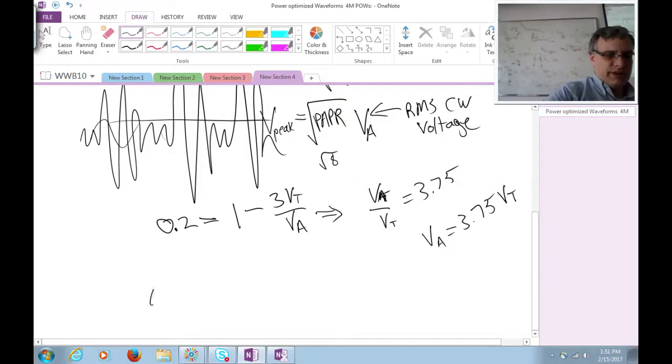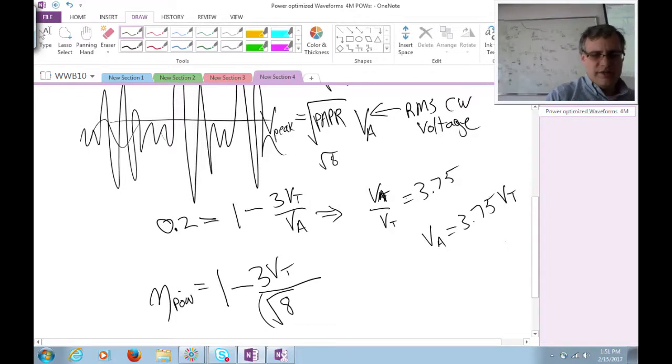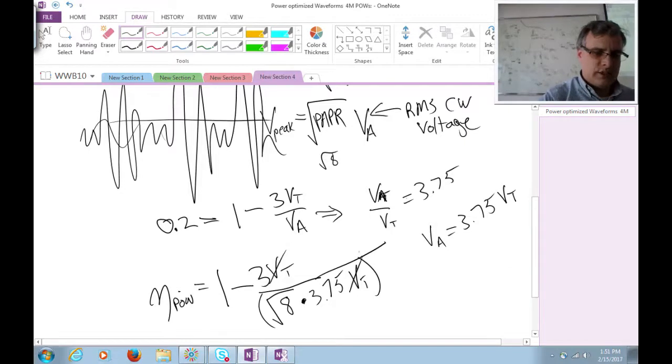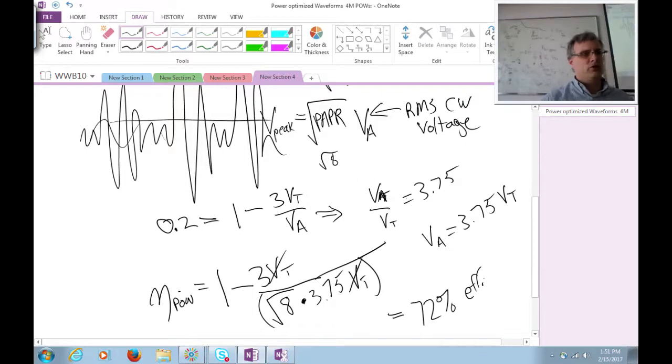And so then when we go to figure out the efficiency of a power-optimized waveform, say 1 minus 3 times VT divided by, well, now we've got something that's the square root of 8 times larger than VA. What is VA? 3.75 VT. VT's cancel, and when I finish my calculation, I get something that's almost 72% efficient. Dramatically increased.